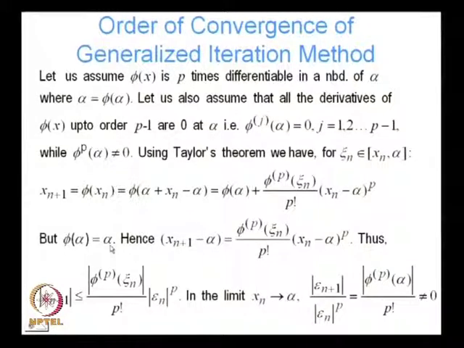But phi of alpha is equal to alpha, since alpha is a root of the equation phi x equal to x. So I can replace this by alpha. By bringing phi of alpha to the left hand side, I have x n plus 1 minus alpha equal to the pth derivative of phi at xi n by factorial p times x n minus alpha to the power p.